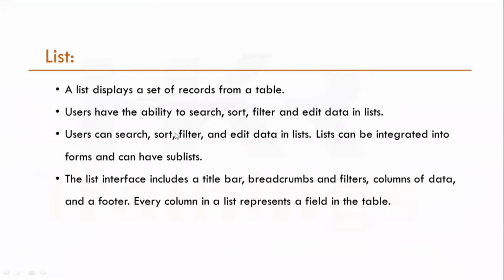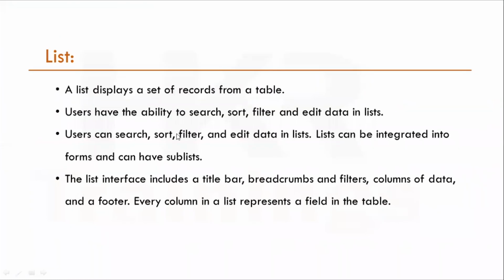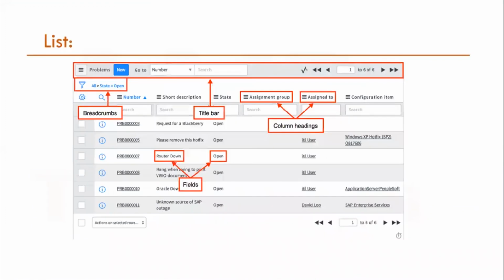You can sort it, you can filter it, you can integrate, whatever you can do with the help of list view. Now these are the things which I have told you: breadcrumb, title bar, groups, and these are fields. These are called records, and these are called columns in ServiceNow. Now this is called list.